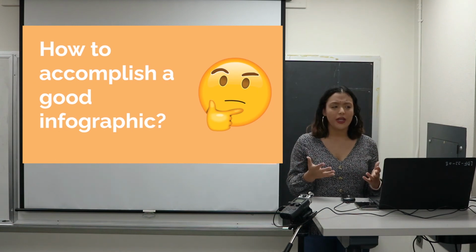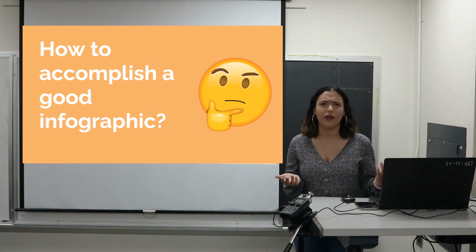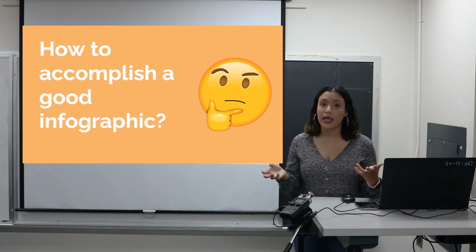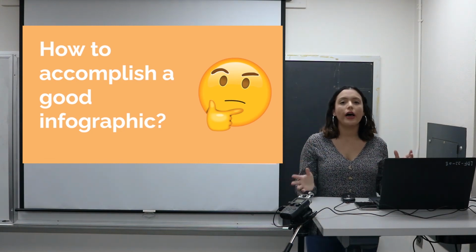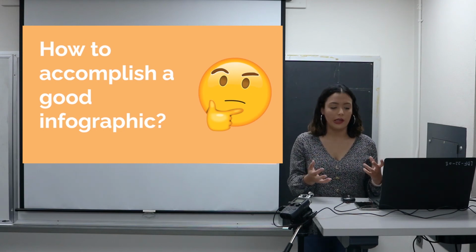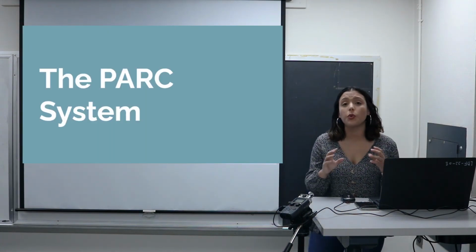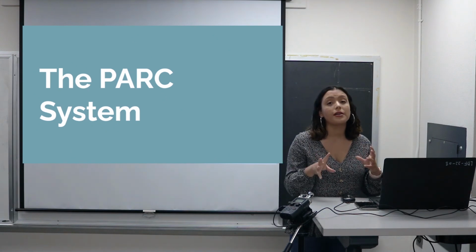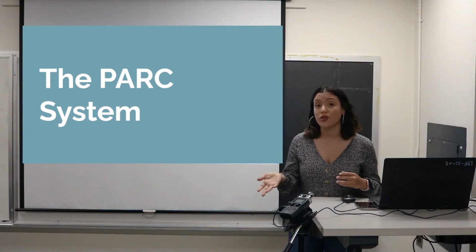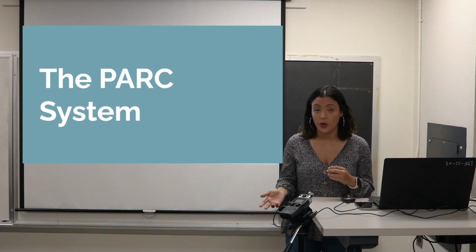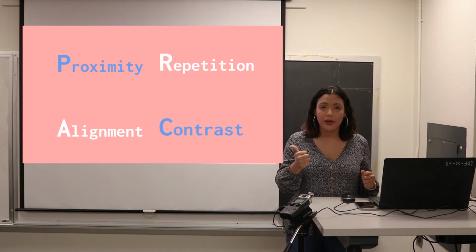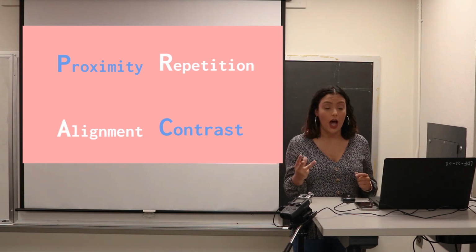So how do you truly accomplish a good infographic, right? These are all how to read the data and how to come up with things for the data. There are 2 theories we're going to talk about that truly make an infographic come to life. The first one is the PERC system. The PERC system is so important that you're not only going to see it this week, you're also going to see it in the next module. The PERC system calls for 4 things: proximity, repetition, alignment, and contrast.